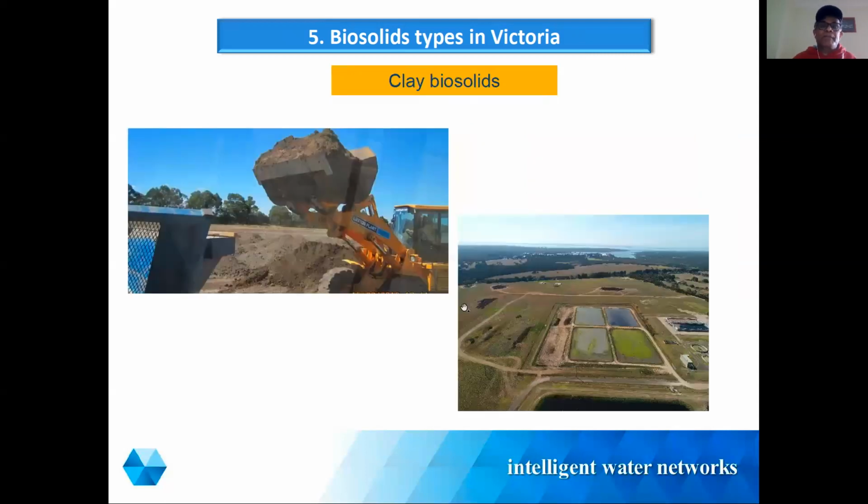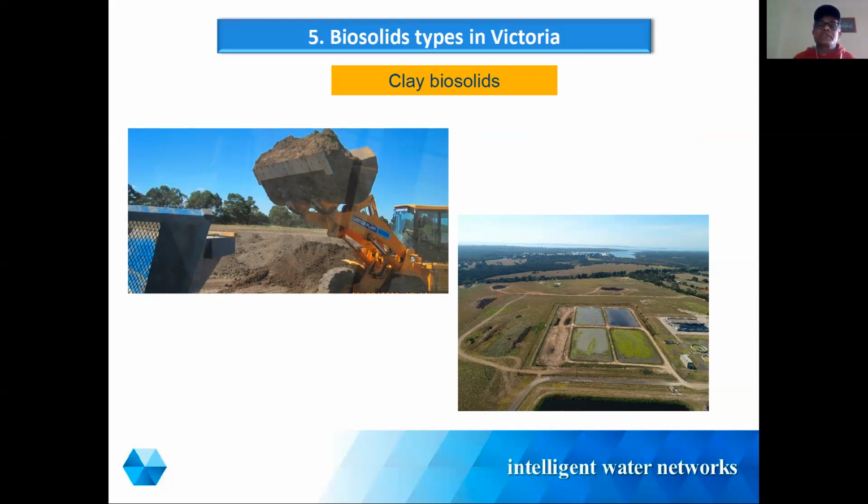Next one, please. And we have clay biosolids. The one on the left, you can see, it doesn't look like biosolids, does it? It looks like a clay. That's because most of the drying pans we currently have across Victoria are clay lined. Because of their clay lining, we inadvertently remove clay as part of the sludge harvesting process. So typically we have around 35 to 40% of clay in these clay biosolids.